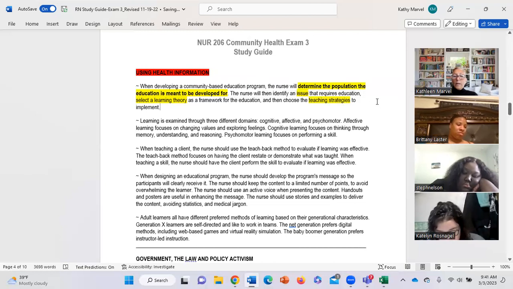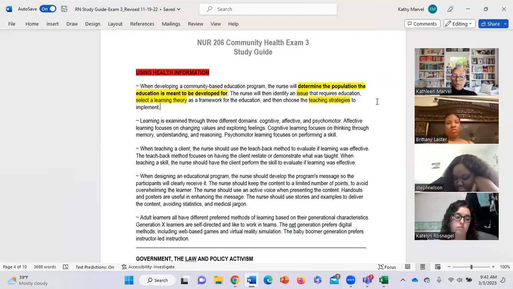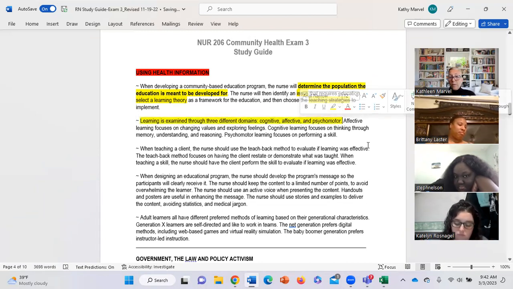Okay, so there's a lot in here. First, we have to determine the population, then we have to determine the issue. Then we have to determine what our theory is and our strategy is going to be. So your next bullet is about your theories. Learning is examined through 3 different domains: cognitive, affective, and psychomotor.